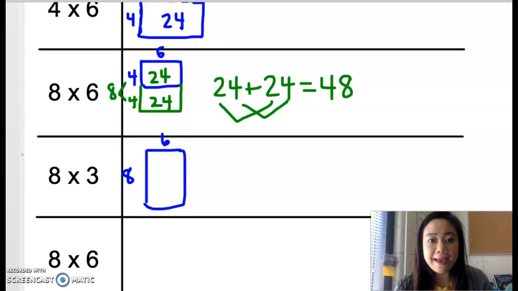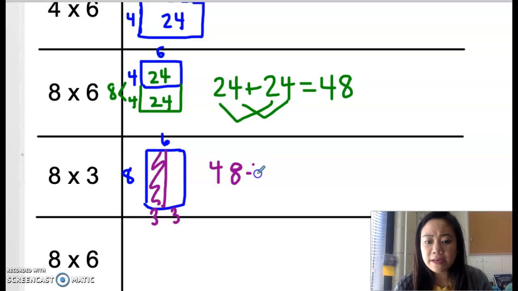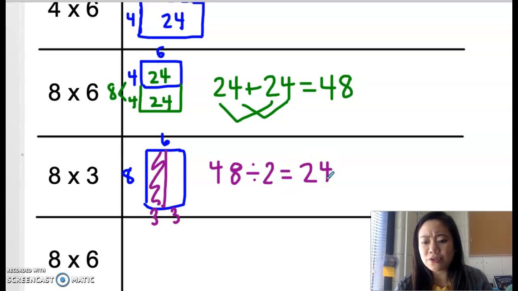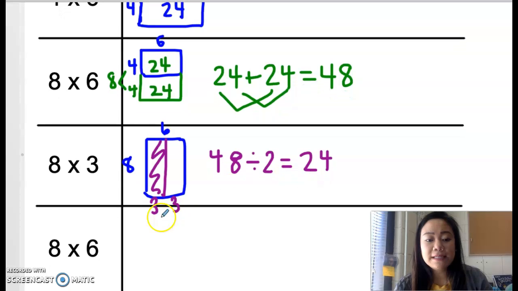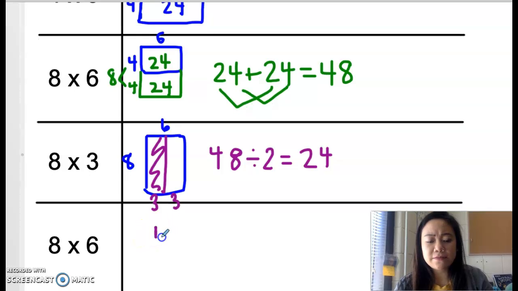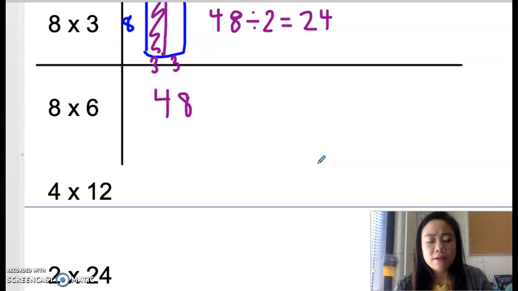But if now I do half of it, I only need this area because that's 3 and 3, and 3 and 3 make 6. So basically, I'm just doing 48 divided by 2. 48 divided by 2. Wait, that's got to be 24 because doubling and halving are opposites of each other. They're inverse. So my answer is 24. Okay, 8 times 6. Oh, that's up there already. So I'm just going to say that's 48 because I've got my work up here to show me.